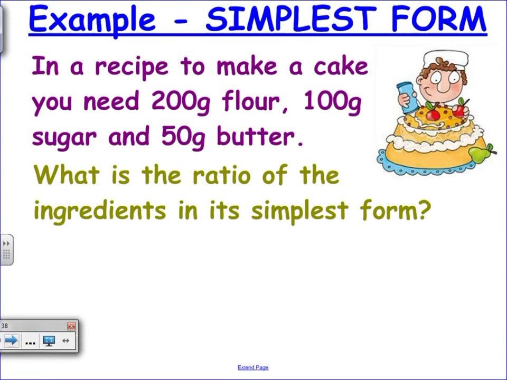So here's an example for you. This is the first time you've seen a 3-part ratio, but it's no different. When I need to make a cake, it's got 200 grams of flour, 100 grams of sugar, and 50 grams of butter. What is the ratio of the ingredients in its simplest form? Okay, so this is our 4th type of question. We've talked about totals, parts, and differences. All we're doing now is writing a ratio down in its simplest form.